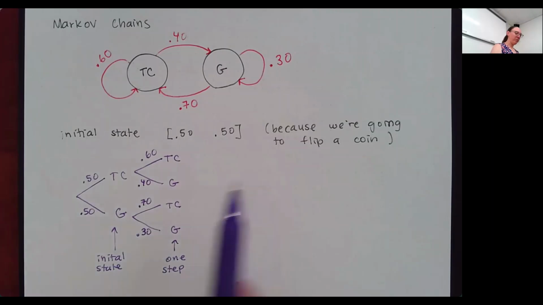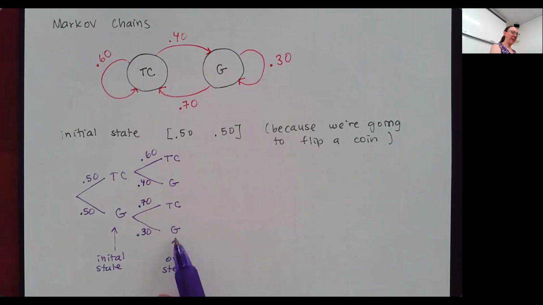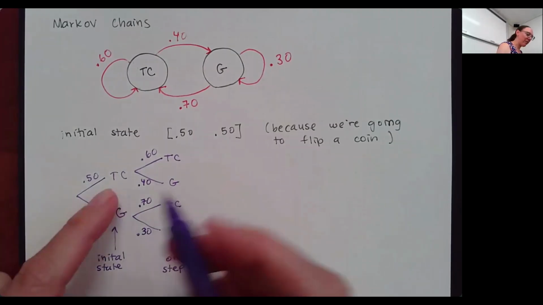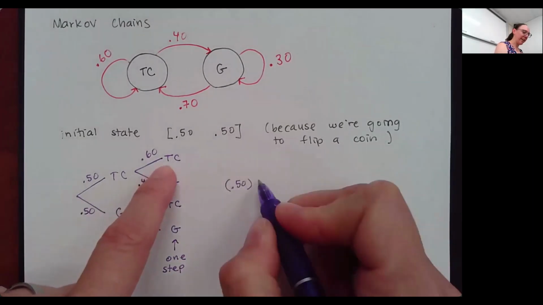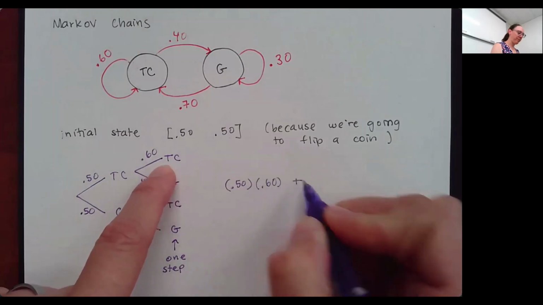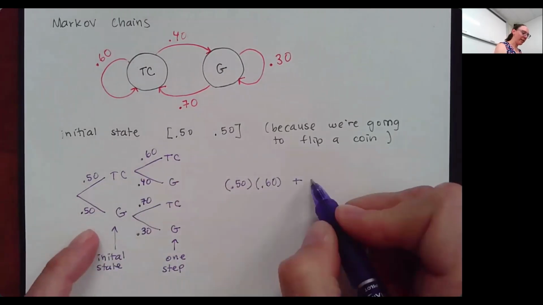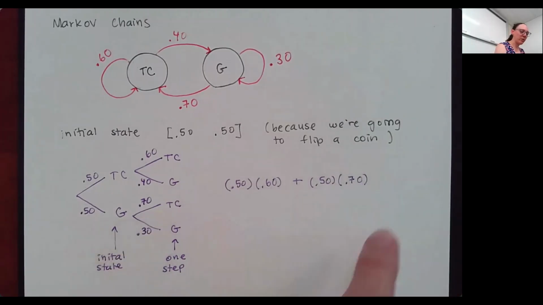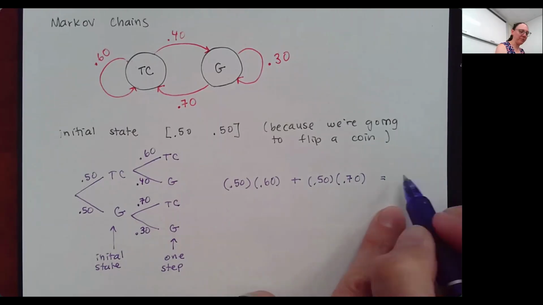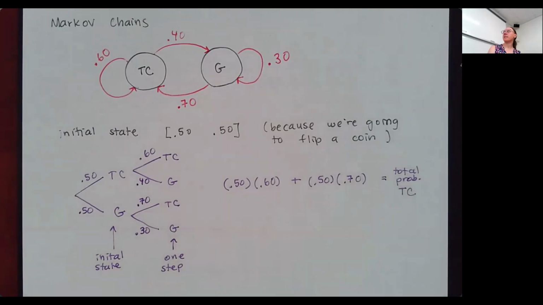If I want to know the probability that on the second night I'm going to eat at Thai Canteen, there are two ways that can happen. Either I started off at Thai Canteen and then stayed with Thai Canteen, or I started off at Guad's and then switched to Thai Canteen. So this would represent my total probability of ending up a Thai Canteen customer after that one step.